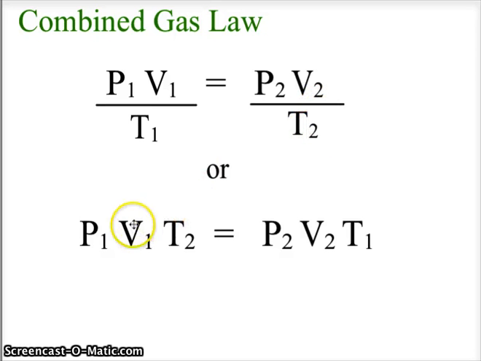Now some people like this to be a linear equation, so they set this up as P1 V1 T2 equals P2 V2 T1. What's most important to remember is that using algebraic properties, you can isolate any of these variables at any time by conducting the math.